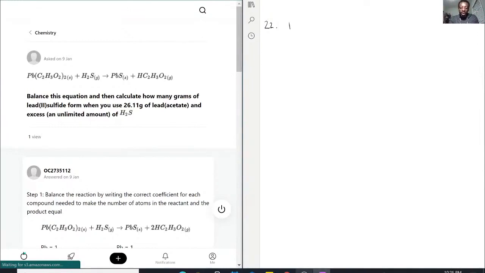So we have, that's a big molecule, Pb(C2H3O2)2 plus H2S gas turns into lead sulfide, as they said, plus, yeah, we might need more space for this, HC2H3O2.